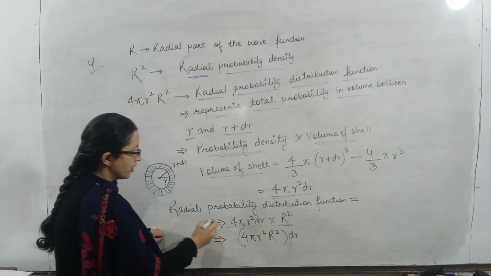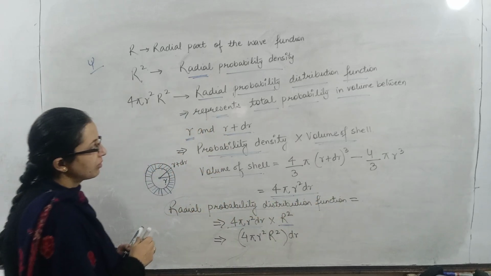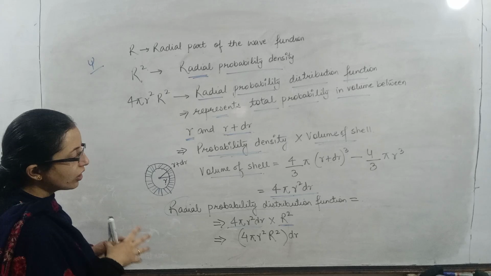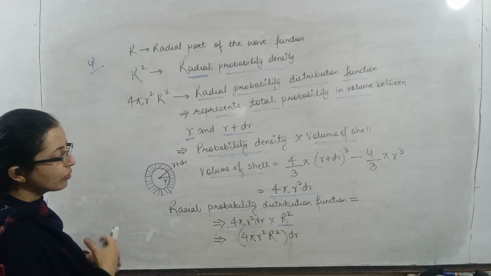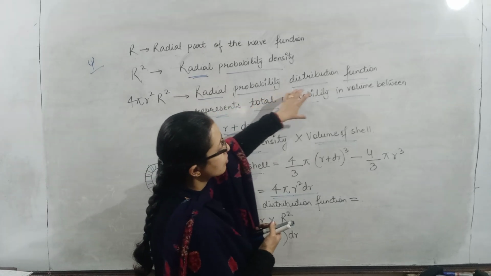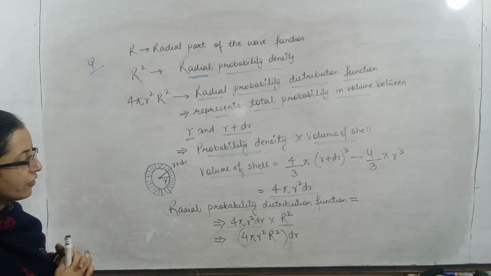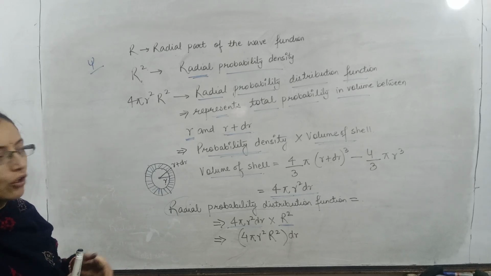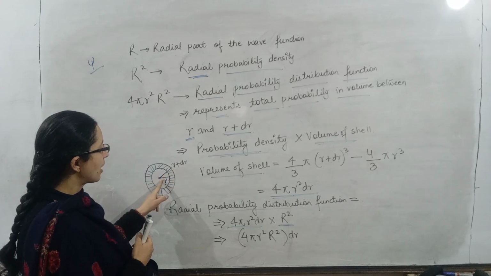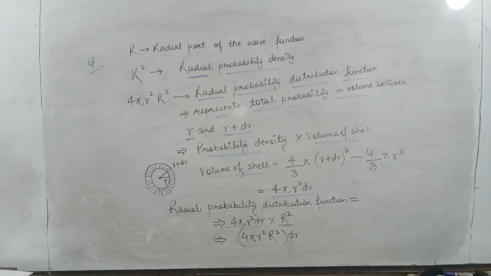This gives us the radial probability distribution function, meaning it gives us the total probability in terms of volume of the shell. ठीक है, so it represents the total probability in terms of volume. So it gives us the total probability in volume between r plus dr and r, or you can say the total probability in volume of a particular shell.